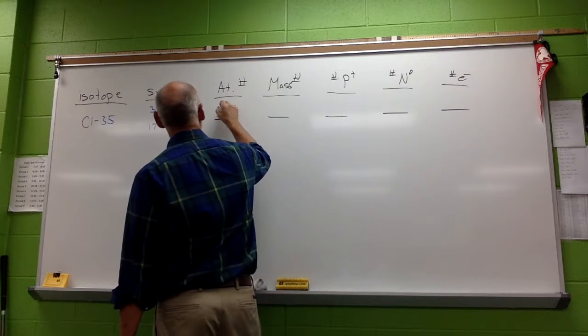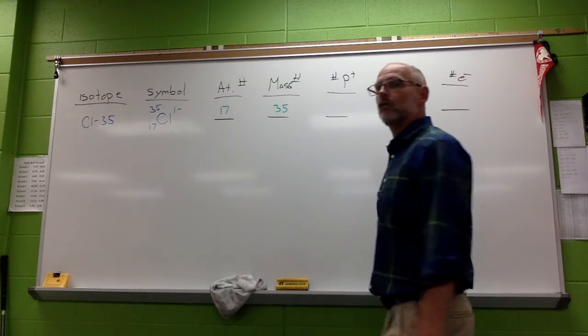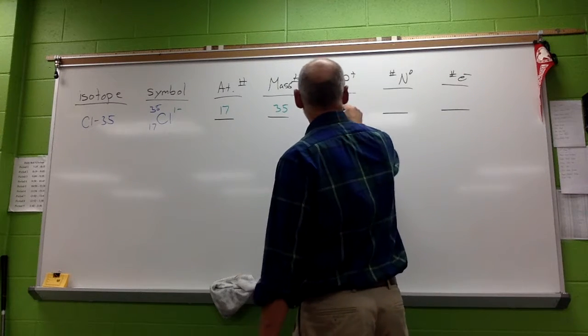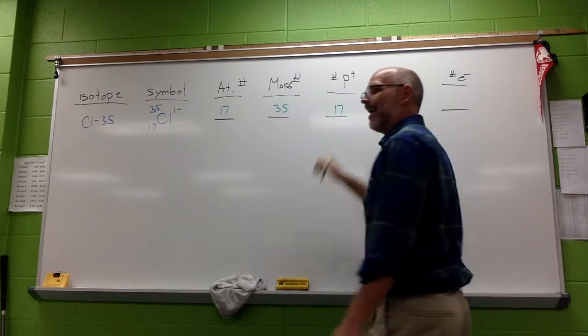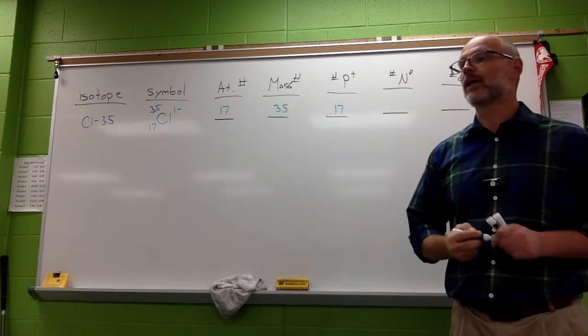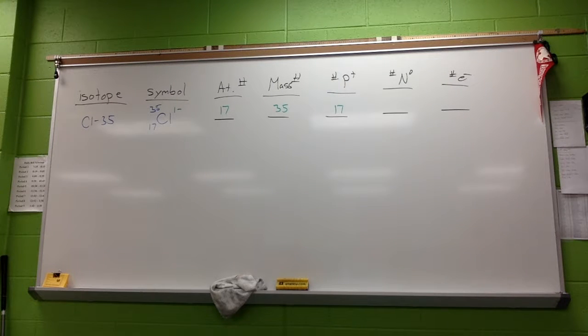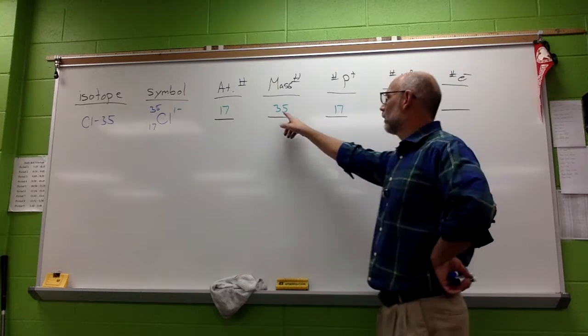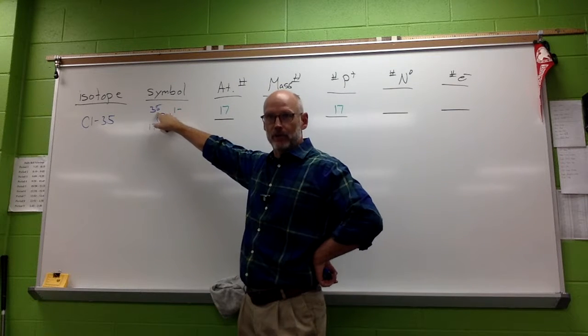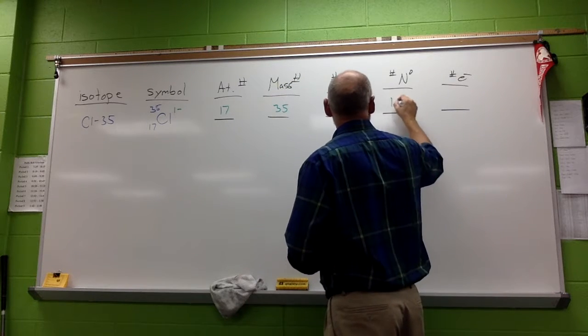Shout it out, everyone. 17. Very good. What's the mass number? 35. How many protons? 17. How many neutrons? I heard an 18. 16. Anybody for 22? I know we did this. You already have the answer to this question. Or you can remember that the mass number is the number of protons and neutrons. This is the number of protons, so therefore you subtract.